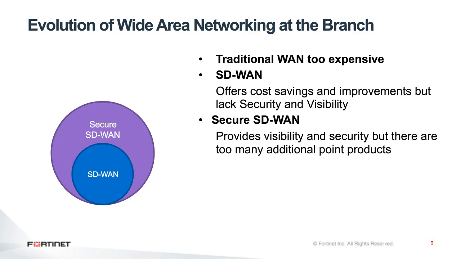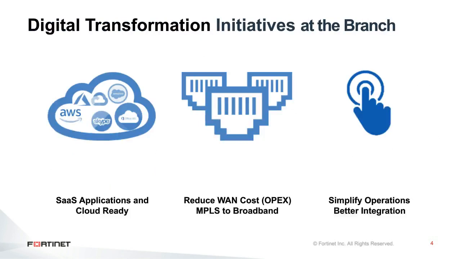So you should be looking at this slide called evolution of wide area networking at the branch. We've discussed previously that SD-WAN improves and optimizes network performance. It also delivers cost savings by allowing businesses to opt for lower price internet bandwidth versus traditional WAN links.